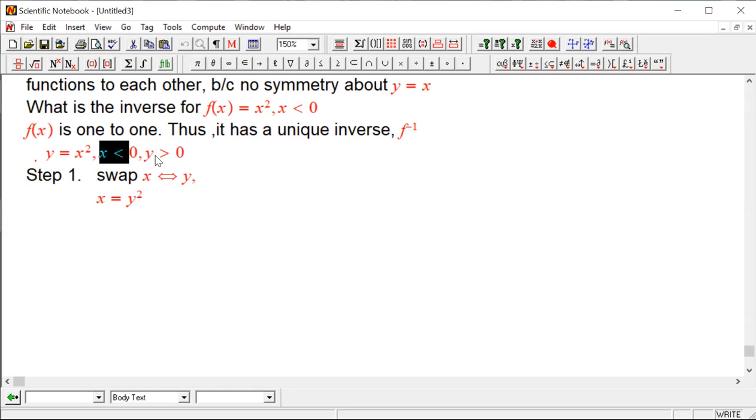Now, if x is less than 0, now y is less than 0, right? Because x becomes y. It used to be y is larger than 0. Now y turning into x, therefore x is larger than 0, right? So there's a swap. With that swap, we're solving step 2. We're solving for y.